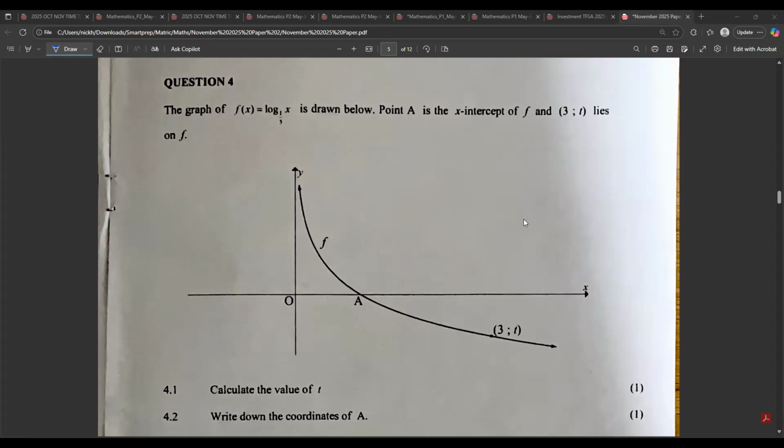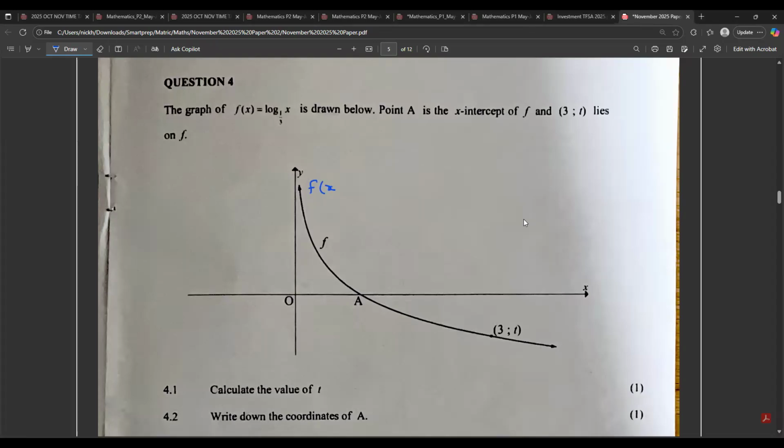Today we are doing grade 12 maths paper 1 and we are looking at question 4 from the November 2025 paper. We are given this log graph, log 1 over 3 to the x. It might be a little bit small, so for those of you on your cell phones, I'm just going to write this as f of x equals log 1 over 3 x.